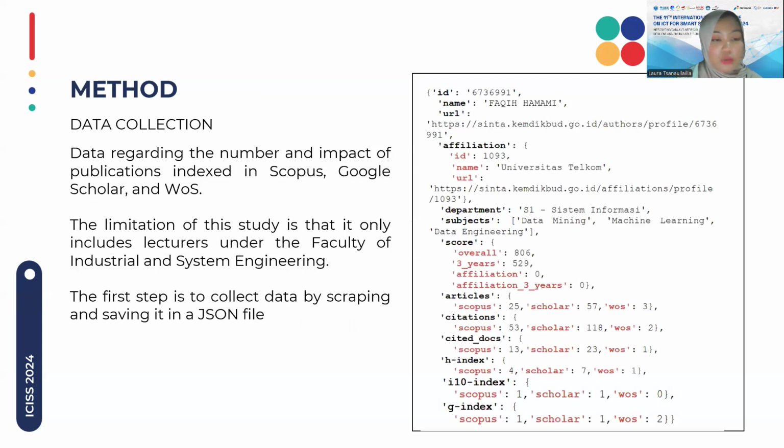We start with the data collection. You can see the details of the data collection process. The data regarding the number and impact of publications indexed in Scopus, Google Scholar, and WoS was collected. The study focused on the lecturers within the Faculty of Industrial System Engineering at Telkom University, and the data was scraped and stored in a JSON file for further analysis.